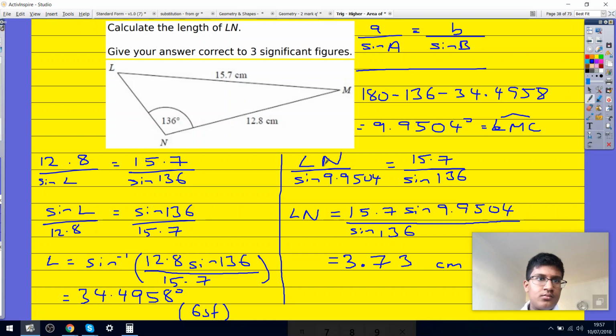Any questions there? No, that's good. If the answer is to 3 significant figures, how many significant figures do you need in the working out? Is it 5? Yeah. So here you used 6. Nothing wrong with that. You can get away with 5. You only ever need 2 more.